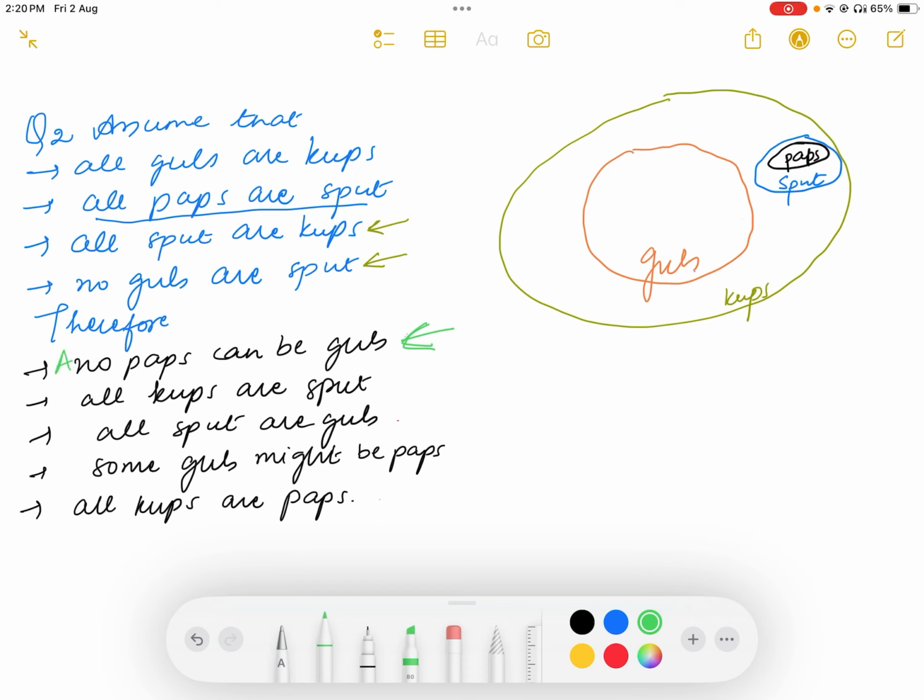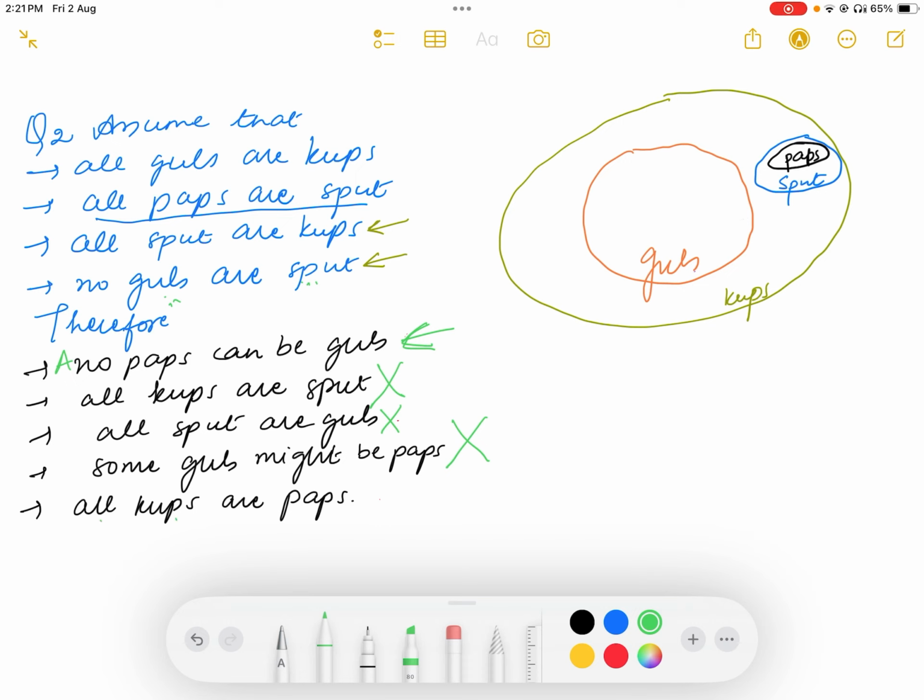All the cups are sput? No, because sput is a subsection of cups. All the sputs are gulls? No, because there's no interference of gulls and sput, so this is again not possible. Some gulls might be paps? No way, because there is no sput with gulls, therefore no paps with the gulls.